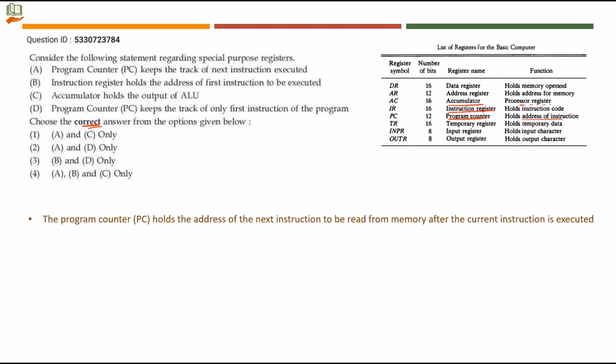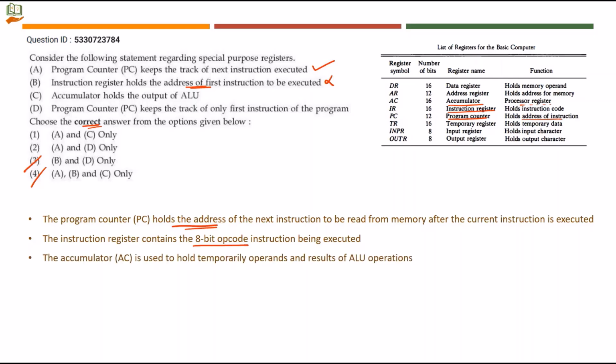So this is what they say, it holds the address of instruction. So the first statement, program counter keeps the track of next instruction executed is perfectly fine. Next, the instruction register holds the address of first instruction to be executed. The instruction register contains 8-bit opcode instruction being executed. It is not about the address of first instruction, so B is wrong. Anything that involves B can be ruled out. Next we have accumulator holds the output of ALU. The accumulator is used to hold temporarily operands and results of arithmetic logic unit operations. This statement says that C is true.